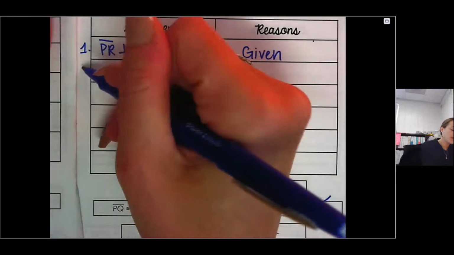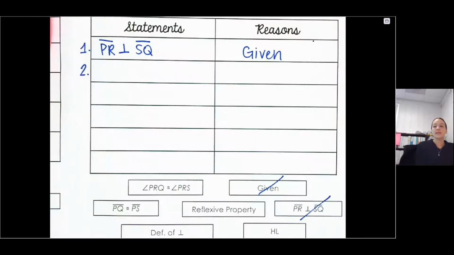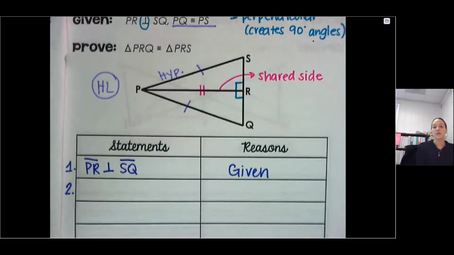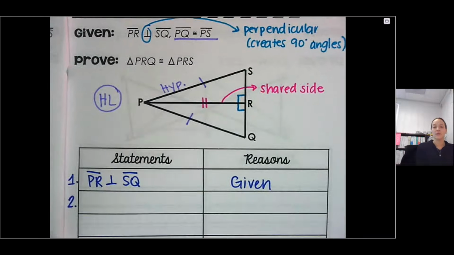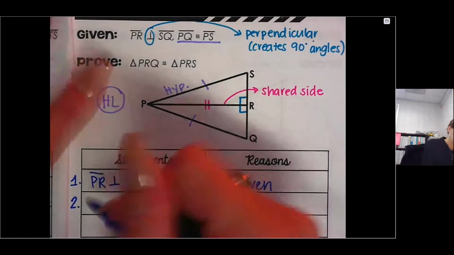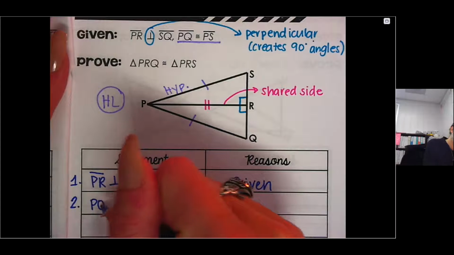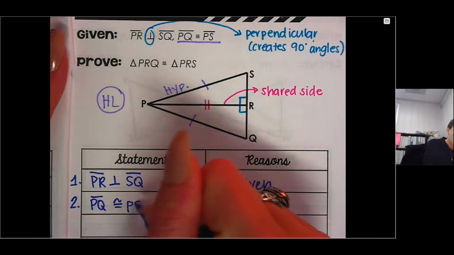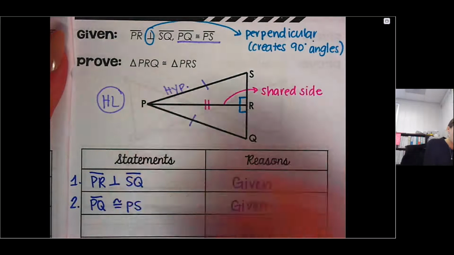Okay. Who can give me a second statement for this picture? Second statement. I'll scroll back up here. Juan, what do you think? Good. PQ is congruent to QS. And what are you going to put for the reason? Given. Given. Good. And now I'm going to highlight my congruent symbol.